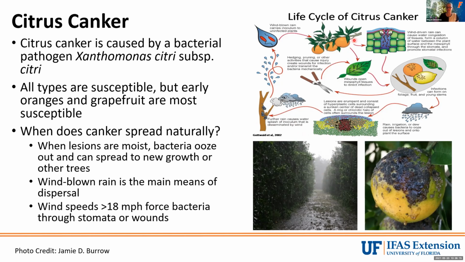It gets forced into the tissues of this younger susceptible tissue, into the stomatal chambers, and then or pruning wounds. And then the whole cycle will continue until you have either no more windblown rain or no more susceptible tissue for the year. So this is an example of what typical windblown rain would be for a good canker spread event. And here you can see some of the worst damage that canker can do. That's a piece of fruit that not even a hardy plant pathologist would want to eat.